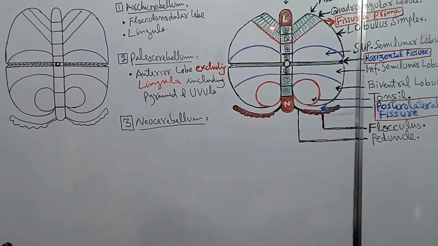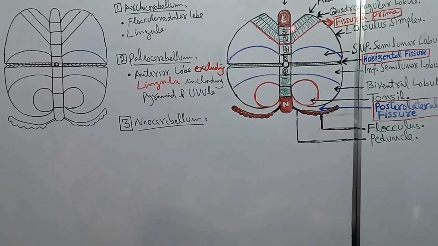Thus, what are the different components of the paleocerebellum? That is the central lobule, culmen of the vermis, ala and quadrangular lobule of each cerebellar hemisphere. Then again, on the inferior surface, the pyramid and uvula. These are parts of the paleocerebellum.